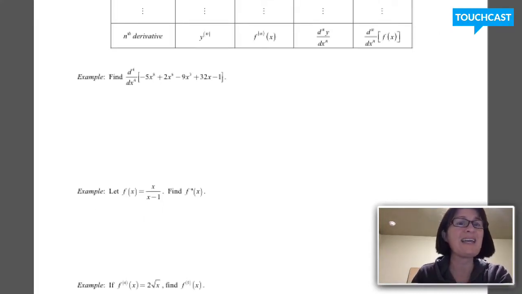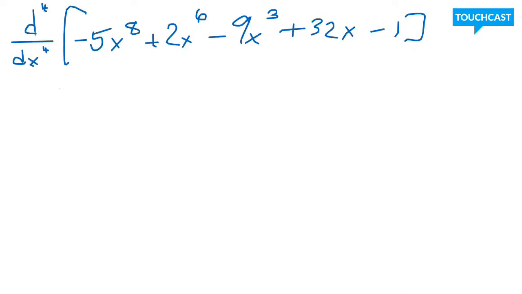Okay, so this first example says, how I would read this: take the fourth derivative of negative 5x to the 8th plus 2x to the 6th minus 9x cubed plus 32x minus 1. Let me get the pen up. Alright, so I have a little polynomial here, and I've been asked to take the fourth derivative. Just for convenience, I like to keep my functions labeled, so I'm going to say that this original polynomial is equal to y. The way I'm going to find the fourth derivative is to take the first derivative, then take the derivative of that derivative, and so on; I'm going to have to do it 4 times to get the fourth derivative. So if I call that first polynomial y, the first thing I have to do is take dy dx.